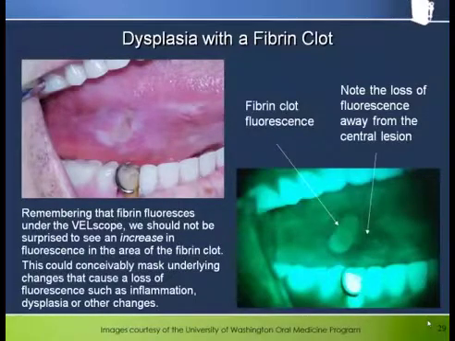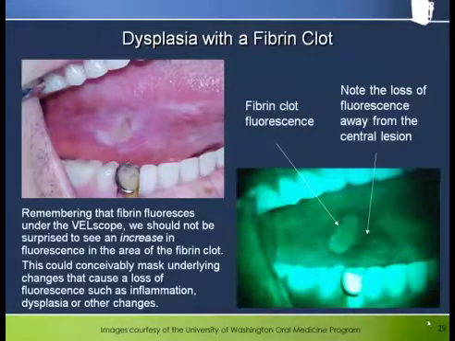Well, we've learned earlier in this course that fibrin fluoresces relatively strongly under blue light, so the bright fluorescence of the fibrin clot near the center of the lesion is what we expect to see. Areas of fibrin deposition will fluoresce brightly and may mask a loss of fluorescence due to underlying dysplastic processes.